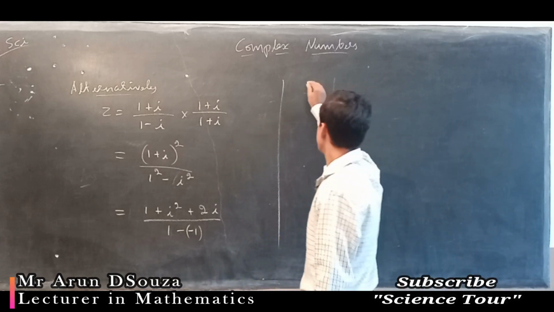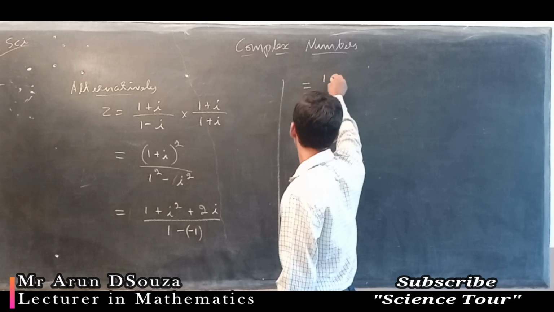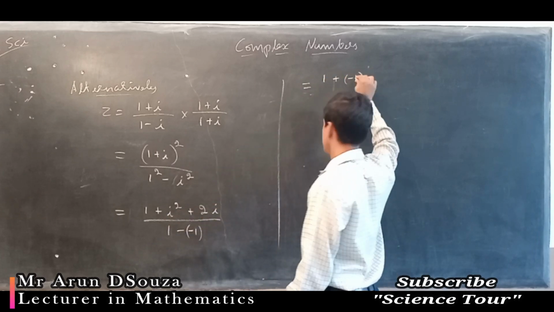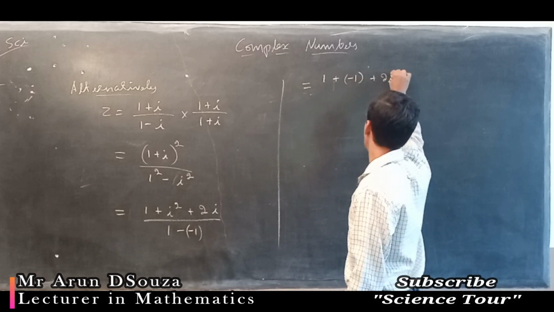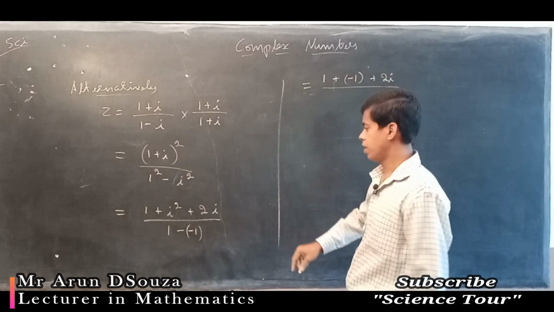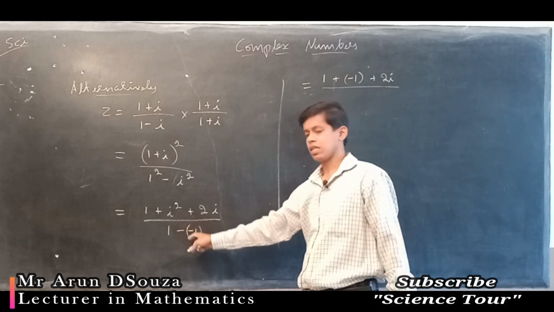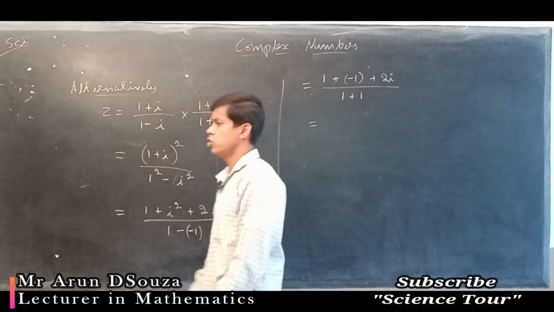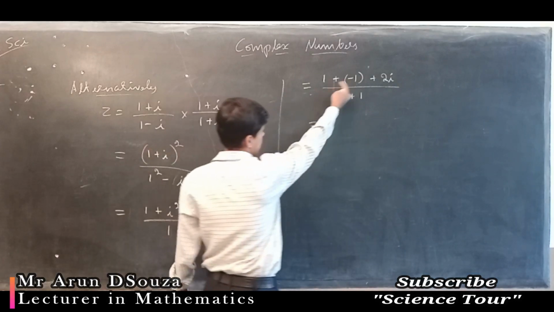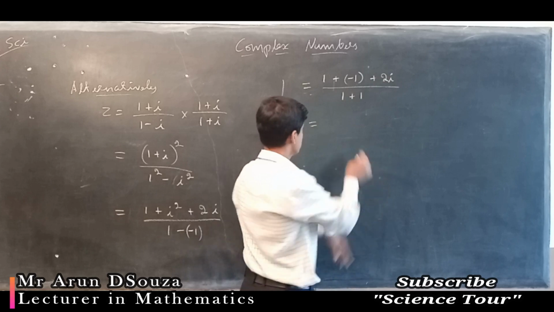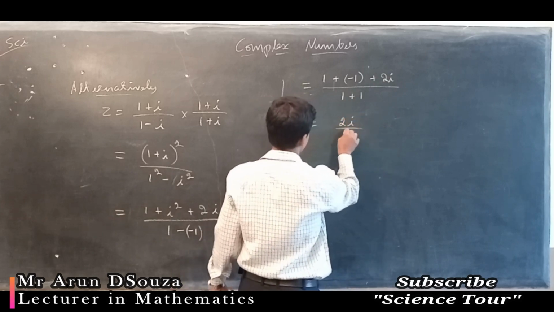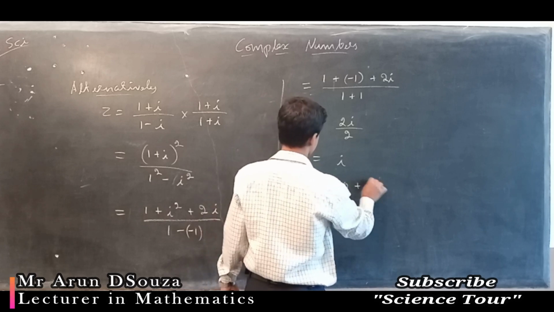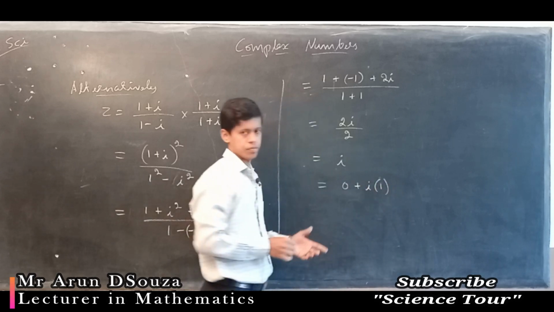All right. So 1 plus i square is minus 1, and then 2i divided by 1 minus and minus is plus, so 1 plus 1. So in the numerator, what happens? 1 minus 1 becomes 0, right? So plus 2i divided by 2.